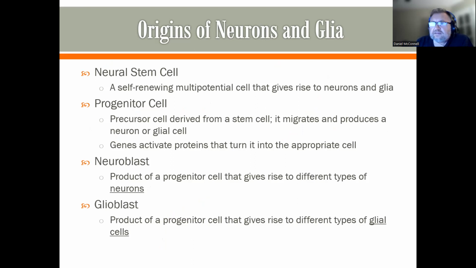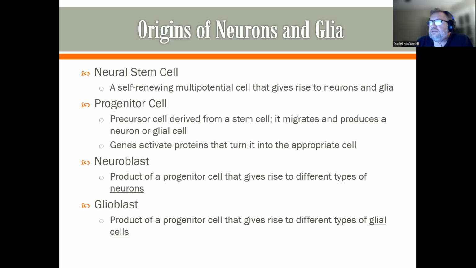So how does this all happen with all of these neurons being created rapidly? Well, we have to start first with the stem cells. So we're going to talk about neural stem cells. This is what we find within the neural tube. Stem cells are called multipotential cells because these are cells that have many different possibilities for what they might turn into, right?